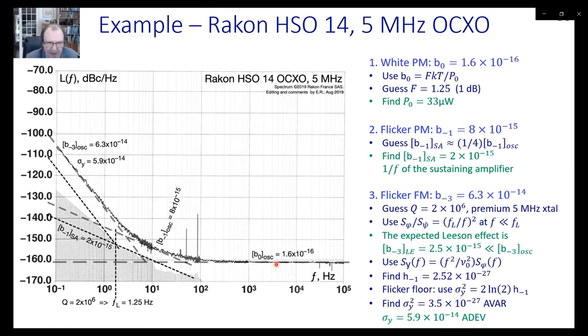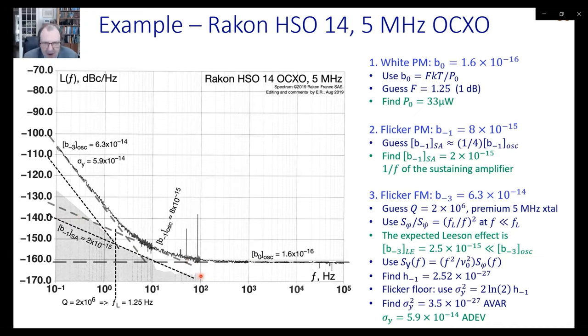I do the same thing, but there is something different here. Here, the white phase noise is 10 minus 16, and the same way as before, I find P0 equal 33 microwatts at the input. Nothing seems wrong with this. This is a quite plausible value for the driving power of a quartz. Then I see here some 1 over f noise.